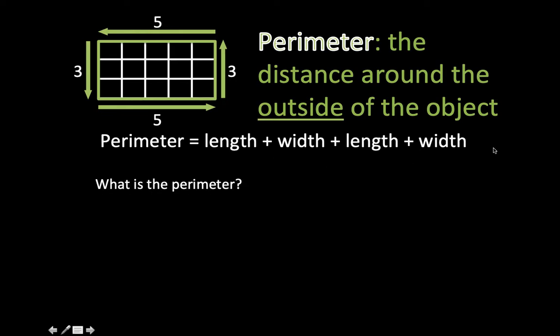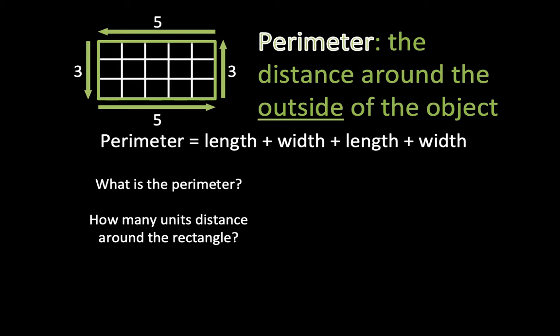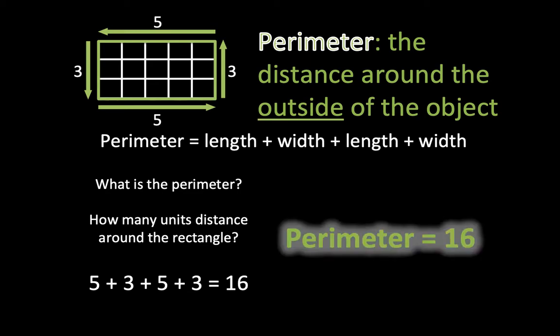Now let's go ahead and try to find out what is the perimeter. What that's really asking is how many units distance around the rectangle. So we add them up. 5 plus 3 plus 5 plus 3, which is 16. I could have done it several different ways. What I did was 5 plus 3 is 8, plus 5 is 13, plus 3 is 16. You could also do 5 plus 5 is 10, and 3 plus 3 is 6. So those two together would be 10 and 6, which is 16. But that's up to you. So we found by adding up all 4 sides that the perimeter is 16.